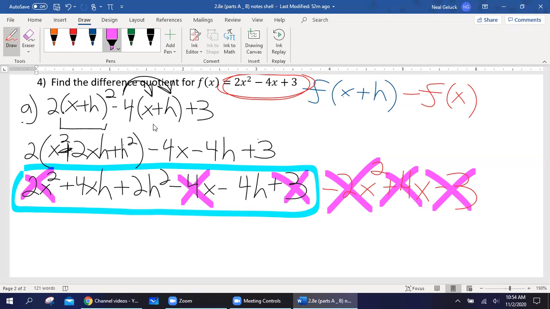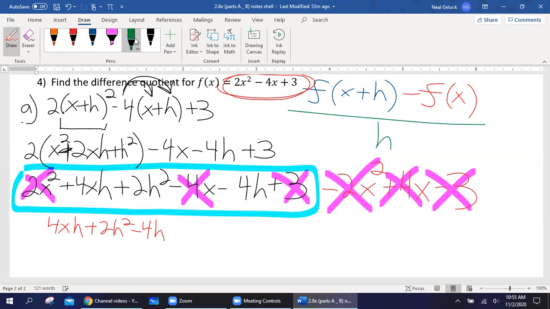So what am I left with after I do f of x plus h minus f of x? I'm left with 4xh plus 2h squared minus 4h. And again, the last step is to divide this by h. Notice though in the numerator again, just like on the previous problem, everything has a common h that I can factor out. There technically is a 2 that can factor out, but it's not really going to help me, so it's not necessary to do that.